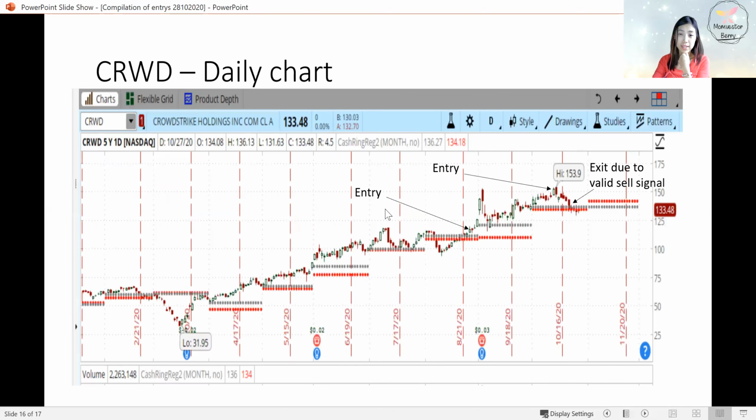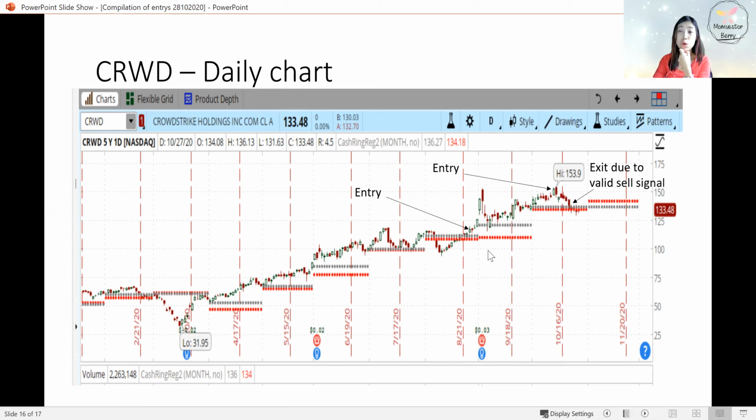So I actually placed an entry here, and then I placed another entry here because there's a signal, a valid setup to buy, right? It's a system that I have subscribed to, and I follow the system that I subscribe to. I paid money to subscribe for the system. So the system setup is actually like that. And then over here, the system actually prompted me a sell signal. So I actually closed the position here.